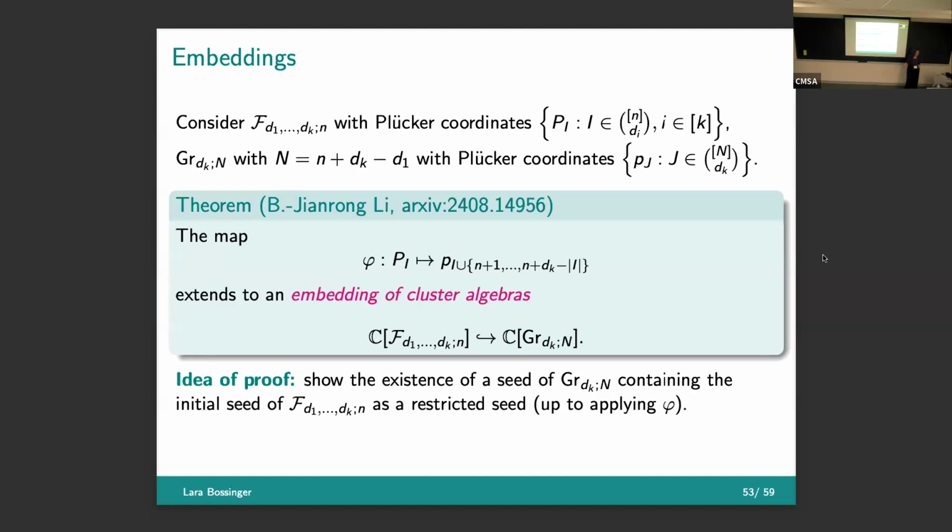So what that means is there exists a seed in the Grassmannian whose quiver, or that has as a restricted seed, a seed for the flag variety. Right, so I find a quiver inside the Grassmannian cluster algebra, so that when I freeze and delete some vertices, I see the quiver of the flag varieties. And the cluster variables at the vertices correspond to the images of the cluster variables of the flag under this map.